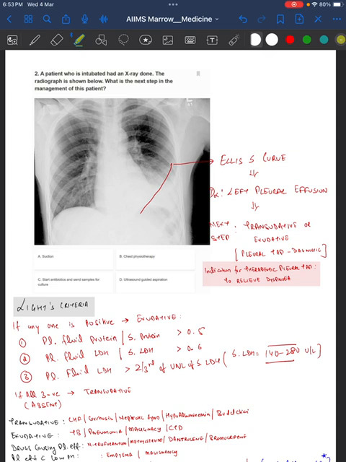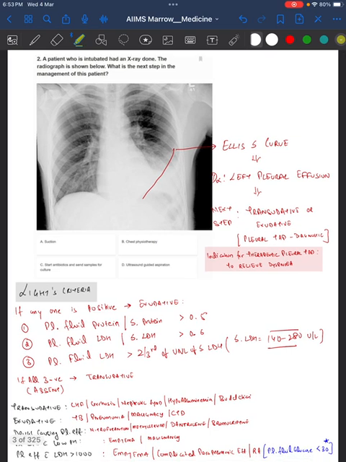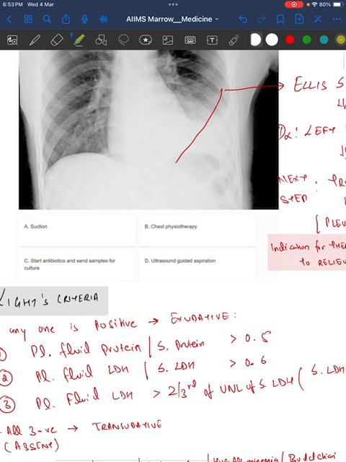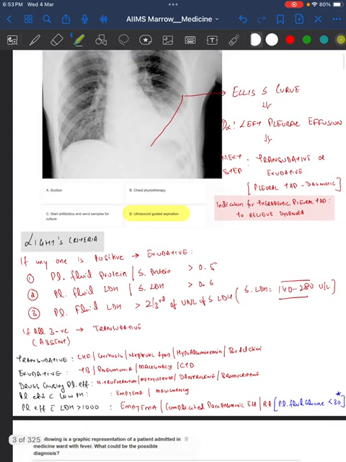In such cases, first we will have to see whether it is transudative or exudative. For that, of course, you will do the pleural tap. So we will be doing the USG guided aspiration. There is no role of any suction or chest physiotherapy, and starting antibiotics before diagnosing the condition is useless because it can be transudative. Then there is no role of antibiotics.